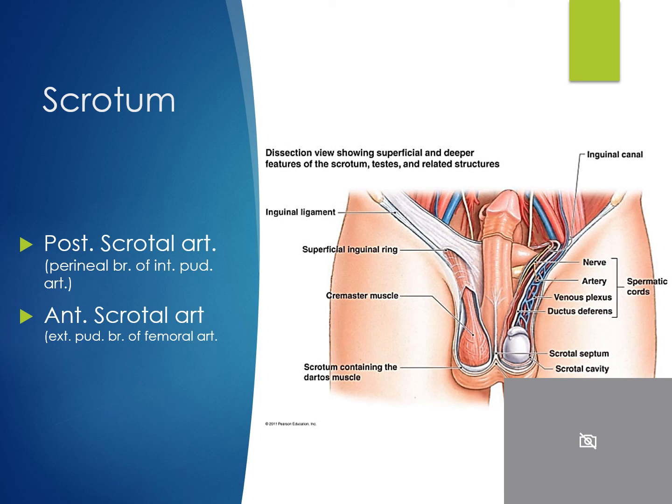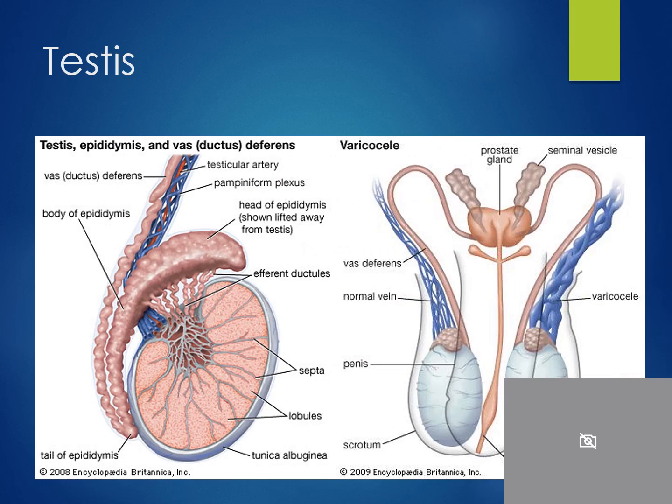That will supply the posterior surface. And we have the perineal branch of the posterior femoral cutaneous nerve. Posterior femoral cutaneous nerves are coming from S2, S3. That will supply the lateral side of the scrotum.